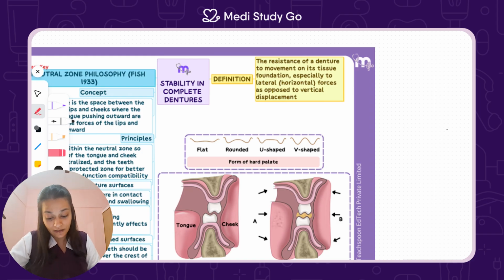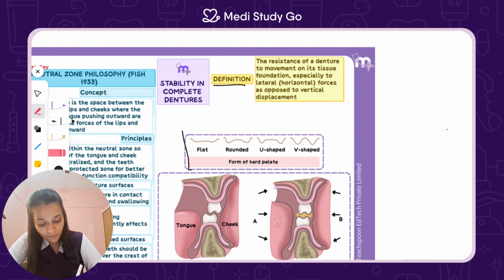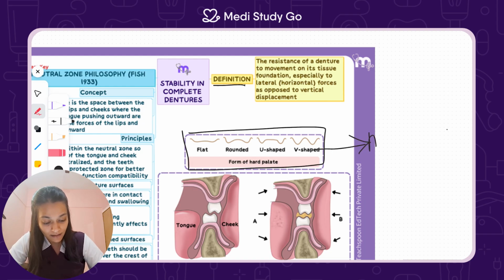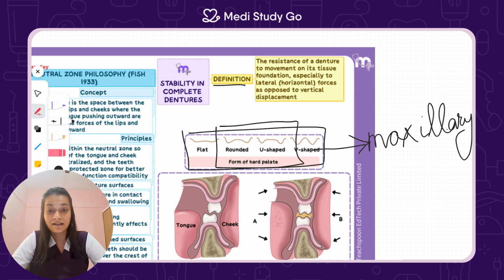Let's quickly look into the definition now. So basically, it is the resistance of denture to the horizontal forces. Now, we know that for maxillary and mandible, there are going to be different forces that would dislodge against the horizontal direction. Basically, for maxillary, it is the form of hard palate that will come into picture. And it is very well known that U-shaped and rounded are desirable when it comes to offering stability. While flat, because the ridges are flatter, there would be no horizontal displacement that would be resisted, and at the same time V shape would not always offer the desirable goal.